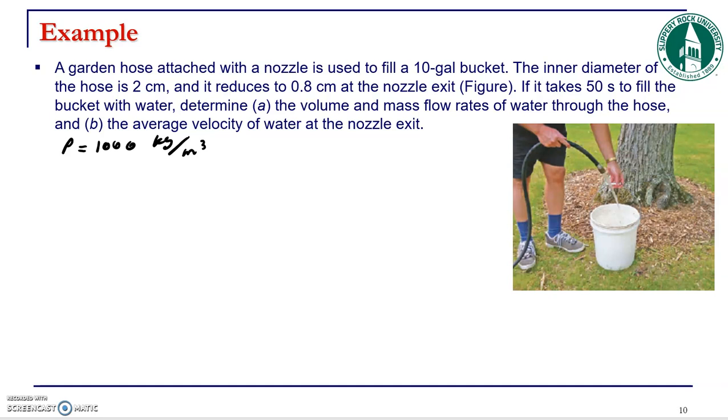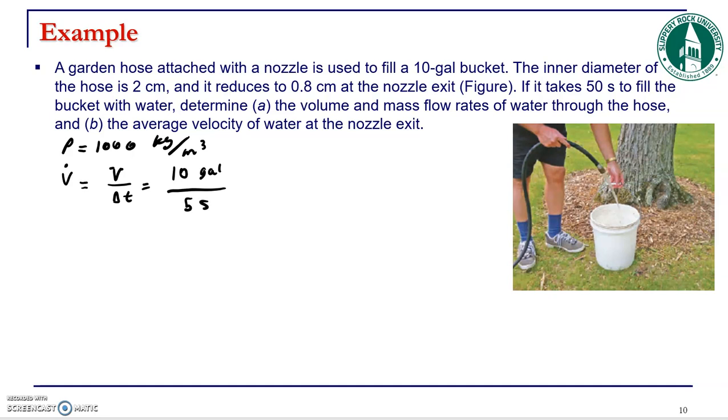We want to calculate the volume flow rate. So what is volume flow rate? I think it's pretty simple. So volume flow rate is volume per time, right? So how much volume is passing? 10 gallons, right? So that's 10 gallons. And in how many seconds?